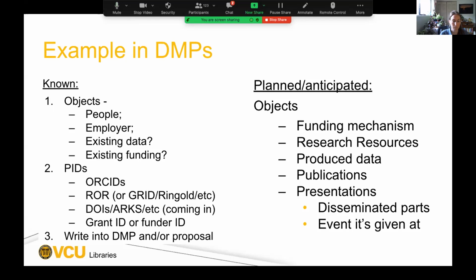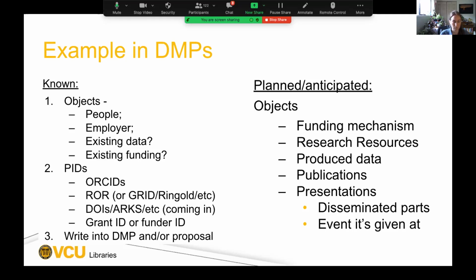And those go with PIDs such as ORCIDs for the people. Hopefully we at least know the people. RORs, or maybe GRIDs or Ringgolds or some other organizational identifier for the employer and possibly the granting organization. DOIs, if there is existing data coming in, so the DOIs of the incoming data, grant IDs, funder IDs if appropriate. And we write that up into a DMP. And we're usually manually doing it, even though we're doing it in DMP Tool.